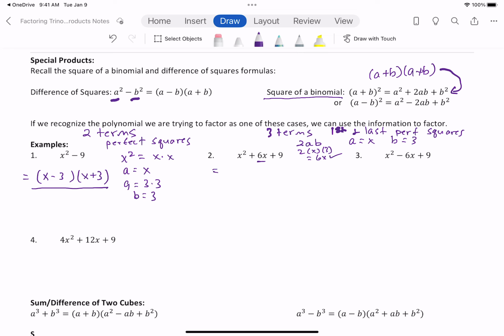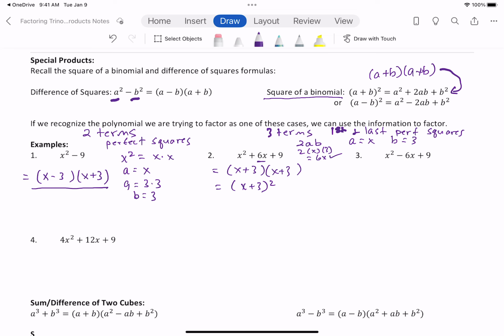So once we know that, we don't have to use trial and error or the AC method. We know that it's just going to be the same binomial times itself. So both of the first two will be x. This one is plus, so it'll be plus. And then it's b. And of course, if you want to write it like the formula, having the same binomial times itself is just x plus 3 squared.